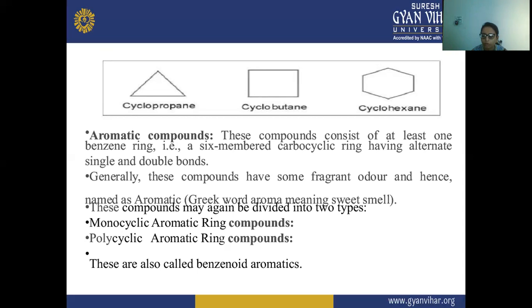So these compounds are again divided into two types, that is your monocyclic and the polycyclic aromatic ring compound. And they are also known as your benzenoid compound. They contain a benzene ring, that is why they are also known as benzenoid aromatic. Aromatic because they have a sweet smell in them.